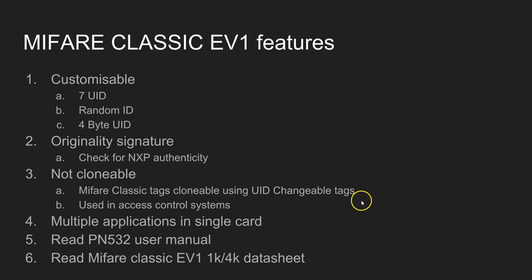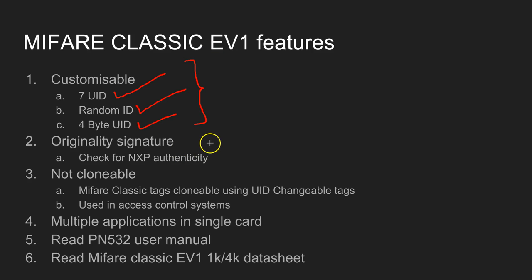These are some of the features of Mifare Classic EV1 tags. These cards are customizable. You can find these cards available with a 7-byte UID as well as a 4-byte UID, and an interesting feature called random ID. I've already spoken about this maybe a year ago on how to personalize Mifare Classic EV1.